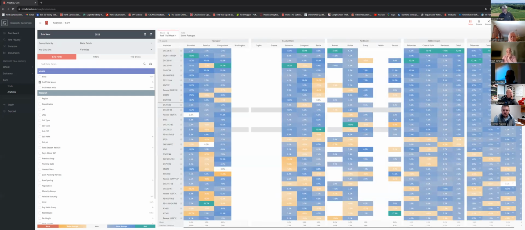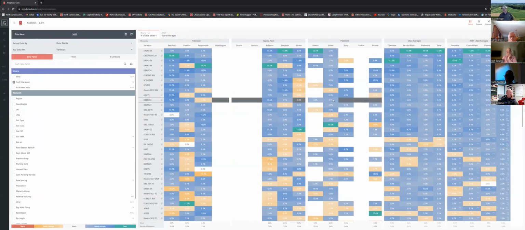And I'm going to move this out of my way, and I'm going to make this screen bigger. There we go. So this is all the data, as you can see up here, from 2023. We have every single year across from left to right all the way out to the 2023 averages.